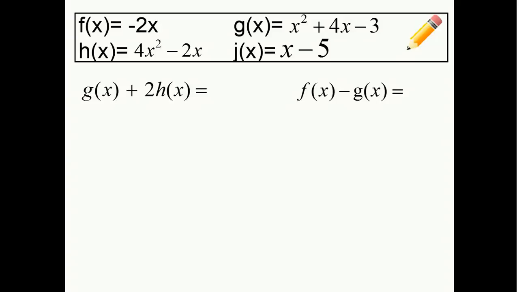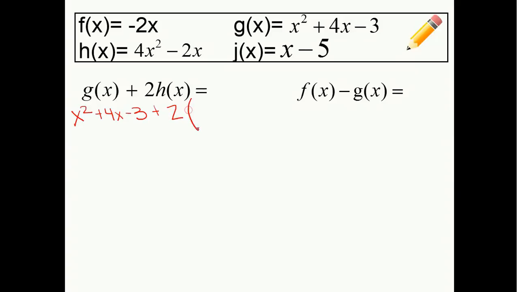So first things first, we're going to take g of x plus 2 times h of x. So what does that mean? That's probably what you're asking. Well, what we're going to do is we're actually going to take what g of x is and put it there. So g of x is x squared plus 4x minus 3. And then I have to do 2 times h of x.